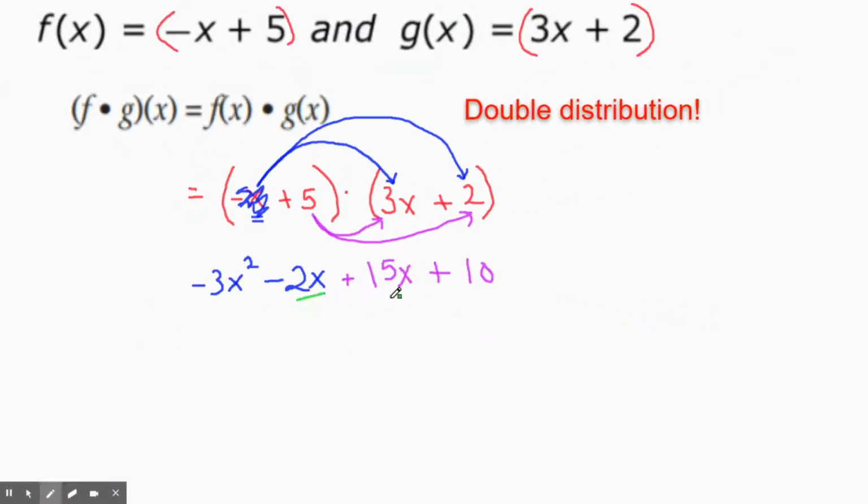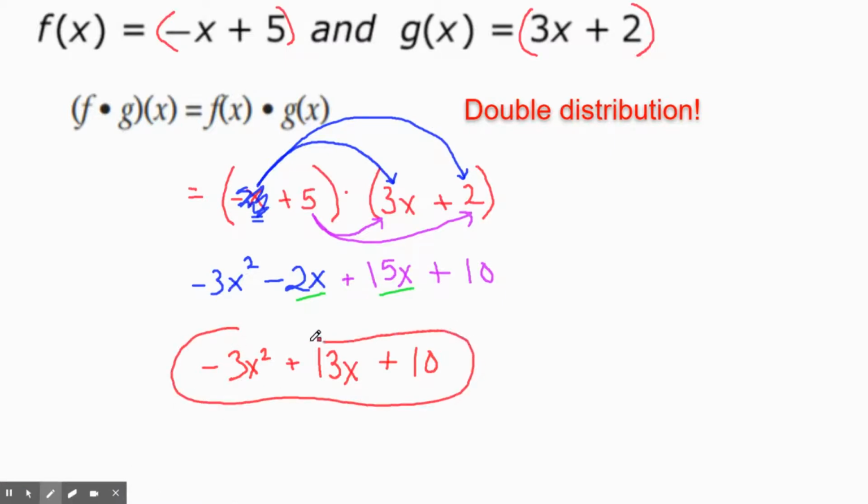Last step is to combine like terms, and you get negative 3x squared plus 13x plus 10 as your final answer. And that is the result of when you multiply f of x times g of x, a binomial times a binomial.